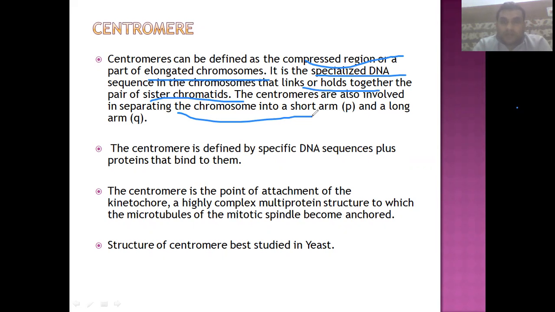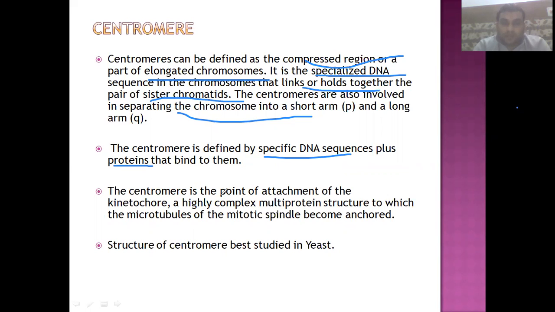So the centromere is the region of specialized DNA and protein. Certain proteins are also there, and together they hold the sister chromatids. The centromere is defined by a specific DNA sequence plus proteins. There are certain special proteins as well that are present in the centromere region.